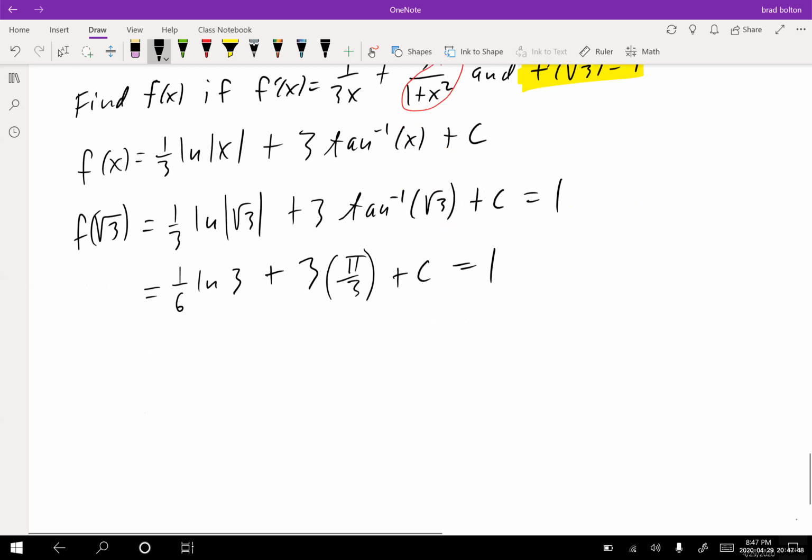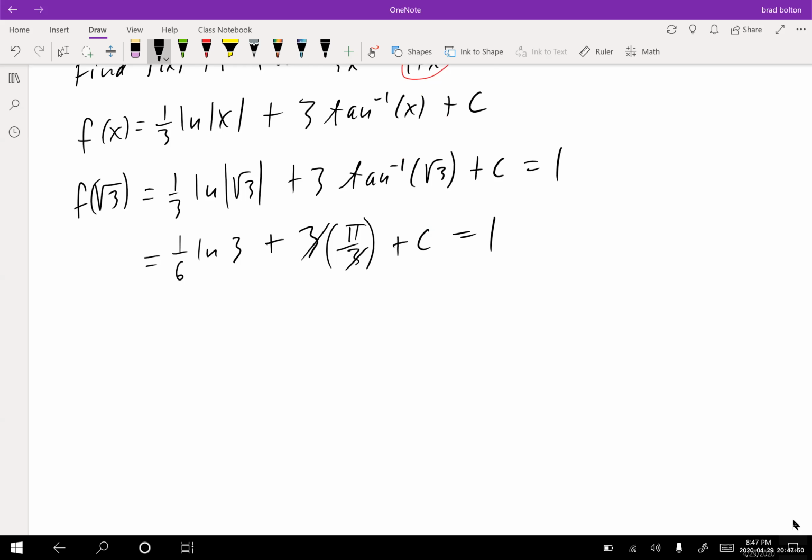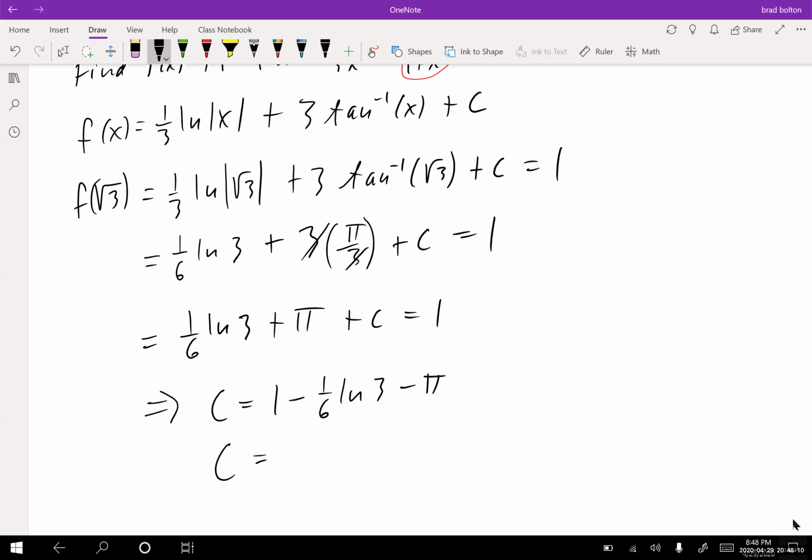So now, just so you guys know, you're not going to be able to find some nice clean answer. This is 1/6 ln of 3 plus pi plus c equals 1. So then I'm going to say that c equals 1 minus 1/6 ln of 3 minus pi. So I just moved them all to the other side. And in this case, it's negative 2.32469-ish, give or take. Okay, so this one's just one that doesn't clean up, but you found the c.